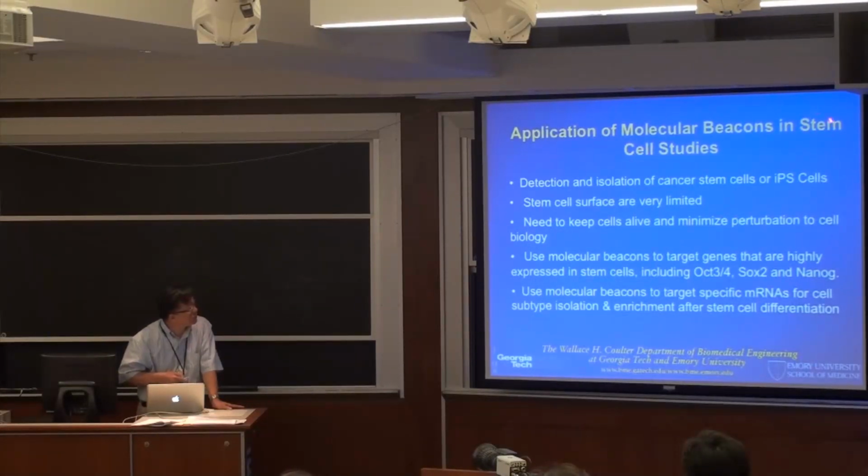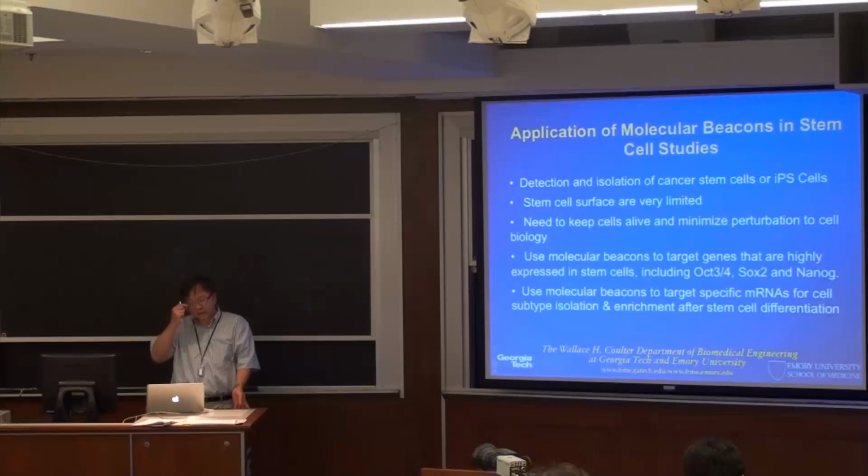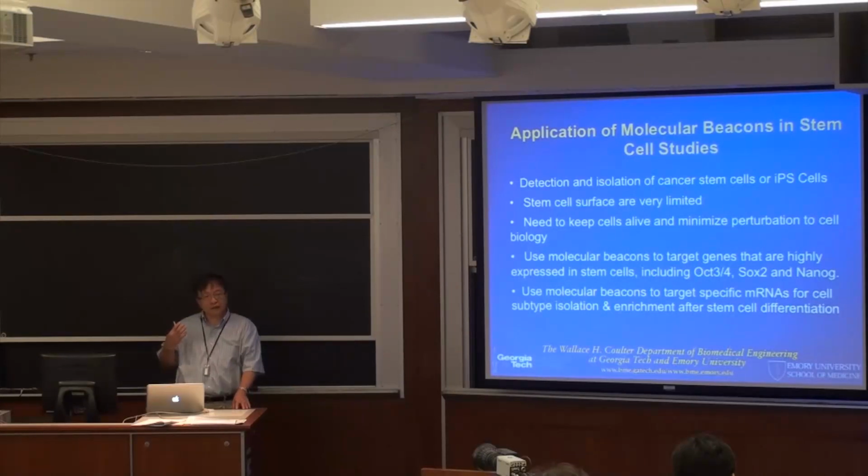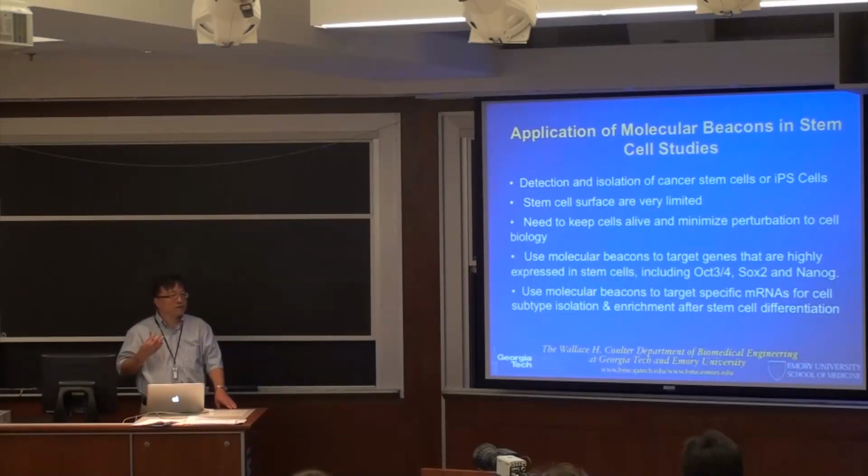So we have been using molecular beacons in stem cell studies. One type of study is to detect and isolate cancer stem cells or iPS cells. For example, if you try to convert skin cells into iPS cells, very often the efficiency is very low. The percentage of cells successfully converted into iPS cells is very low, I heard less than 0.01%. So you have a lot of cells, but very few of them are really iPS cells, and you can use beacons to detect them.